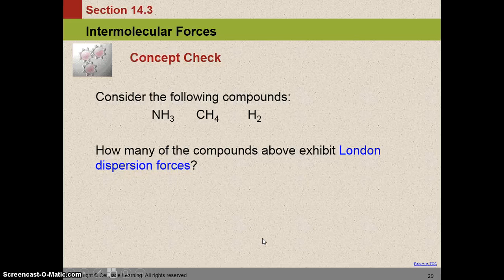Consider the following compounds: NH3, CH4, and CH2. How many of these compounds exhibit London dispersion forces? Because every molecule is going to exhibit London dispersion forces, all three of these, whether they have equal pull on the electrons or not, are going to have London dispersion forces.